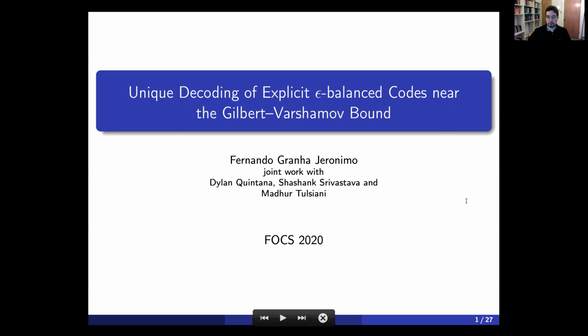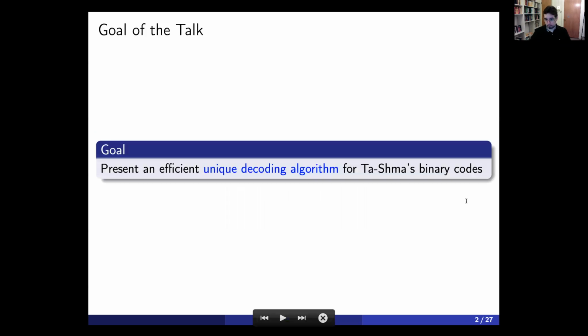And the plan of the talk is, our goal is going to be to present a new unique decoding algorithm for a family of binary codes due to Ta-Shma. And we are going to explain those shortly. Roughly, that's going to be our goal.